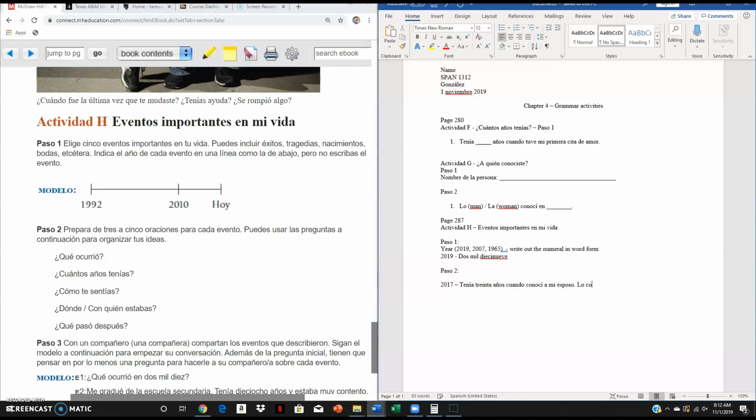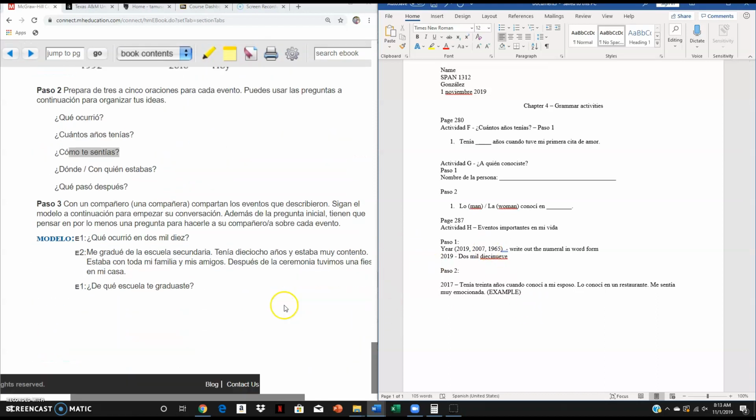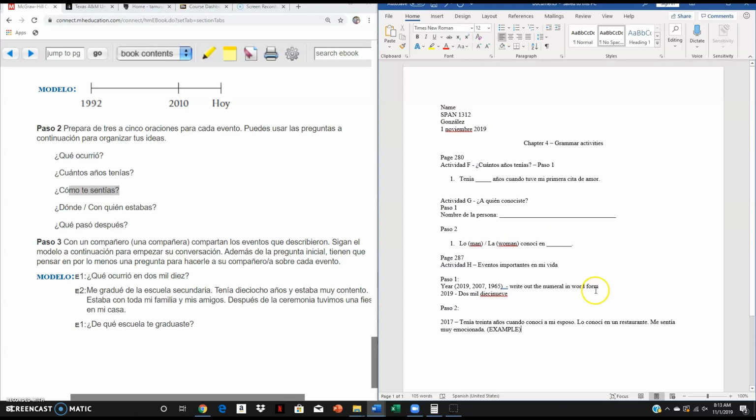So what happened? Lo conocí en un club. I don't know. Let's just say en un restaurante. Right? I met him in a restaurant. So I could say that could be like, where were you or what did you feel? So how did you feel? ¿Cómo te sentías? Me sentía muy emocionada. Okay, so this is just an example. So you should erase this, right? Input your own. So those are the 3 activities I want you guys to complete for today.